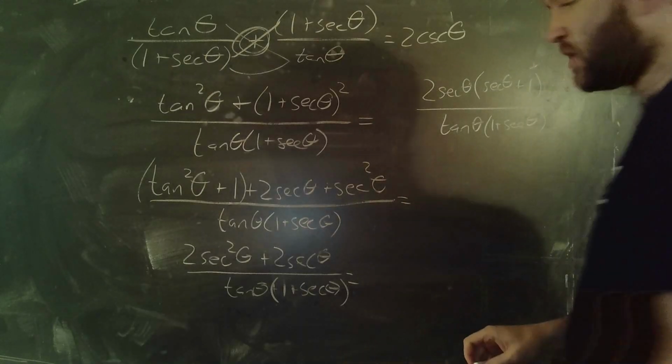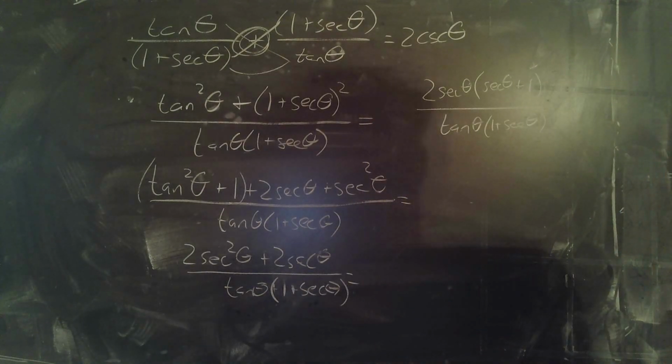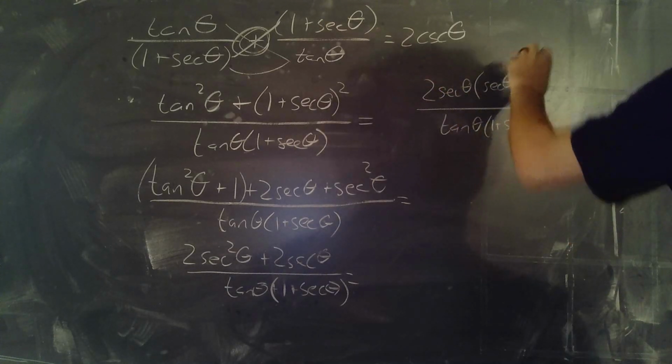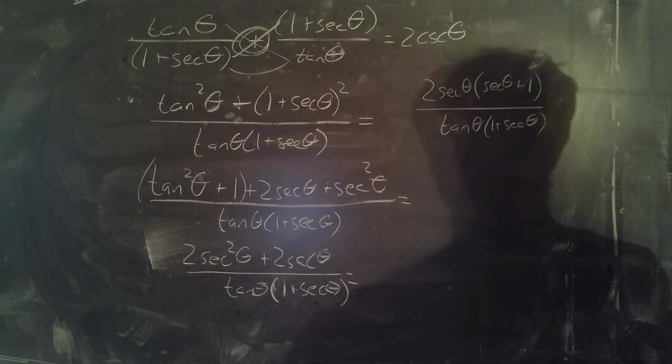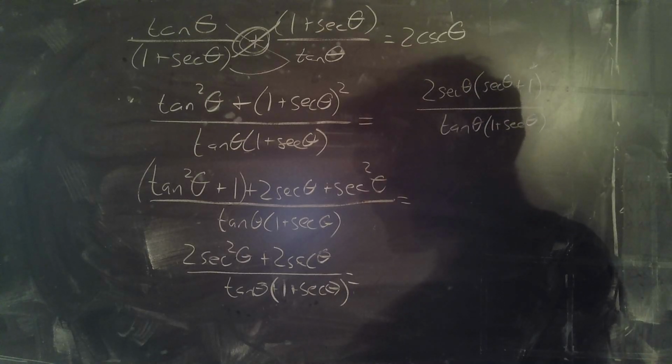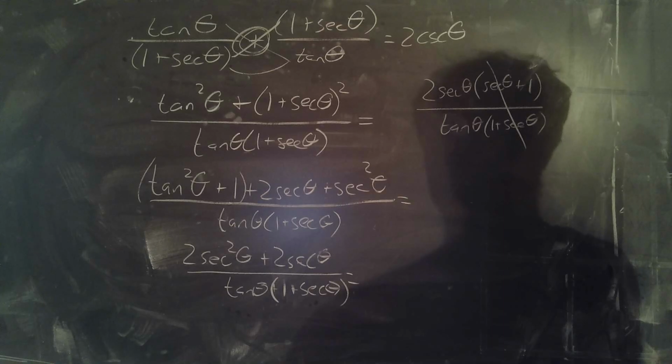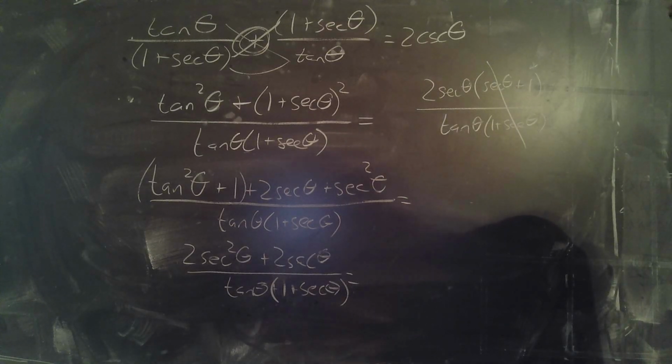theta. And now, since both the top and the bottom are products, this is one thing times another, and this is one thing times another. If anything is a common factor, I am allowed to cancel it out. So the secant theta plus 1 is common to the top and the bottom, so I can make that cancellation.